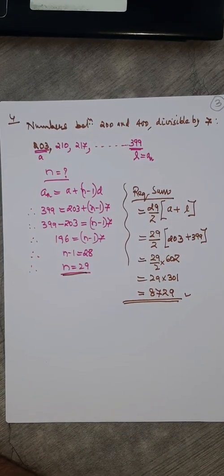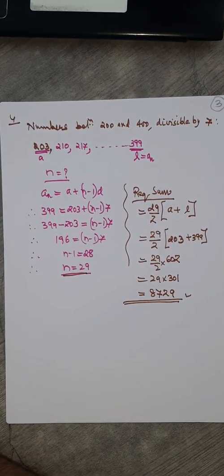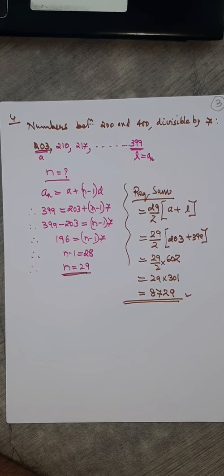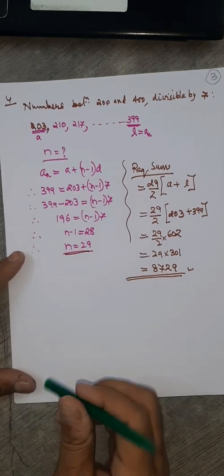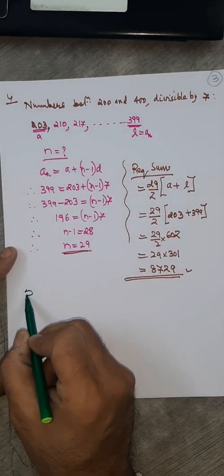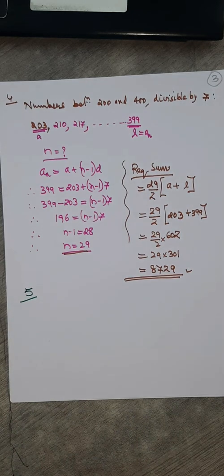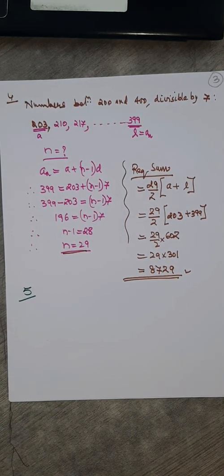Okay. Fifth question. Sum of integers from 1 to 100 that are divisible by either 2 or 5. Right. What's the question here? Sum of all numbers from 1 to 100 which are divisible by 2 or 5. It's just the same question. So here how we'll do this, that's a question.